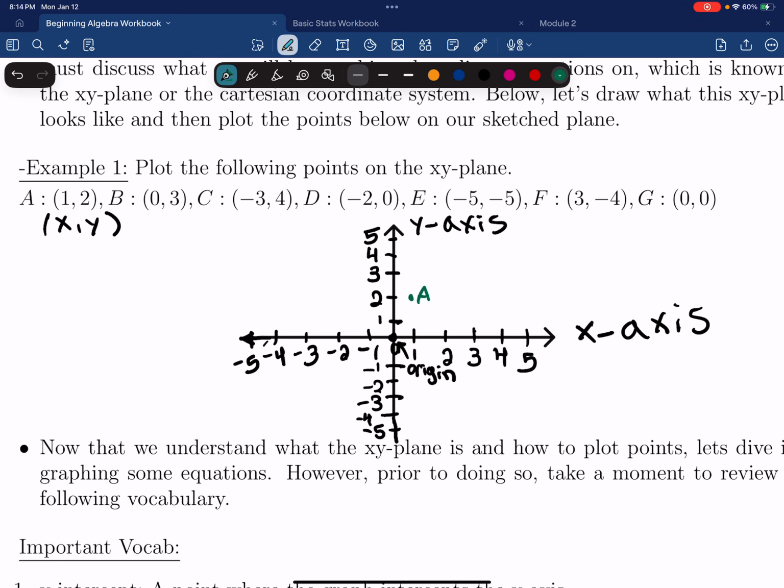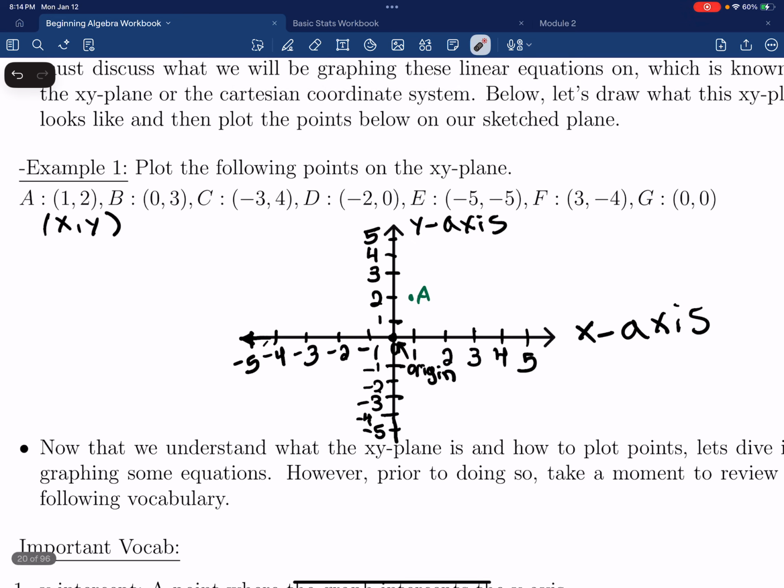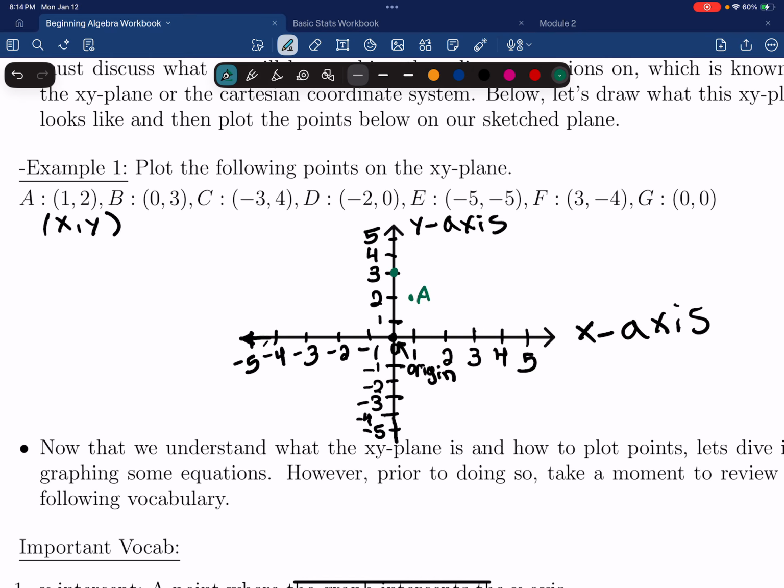Now point B, let's see. We have 0 as our x value, so it's going to be here. And then our y value is 3, so we're going to go up 3. 1, 2, 3. So that's going to be point B. Point B is going to be here.